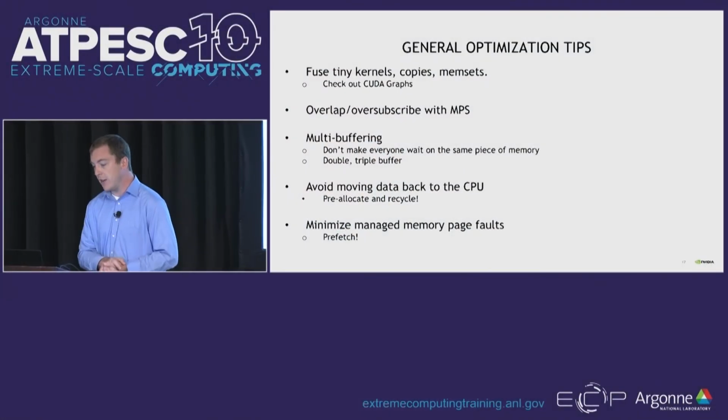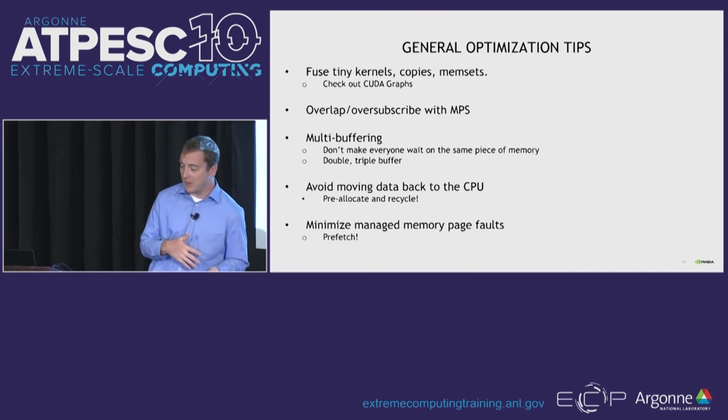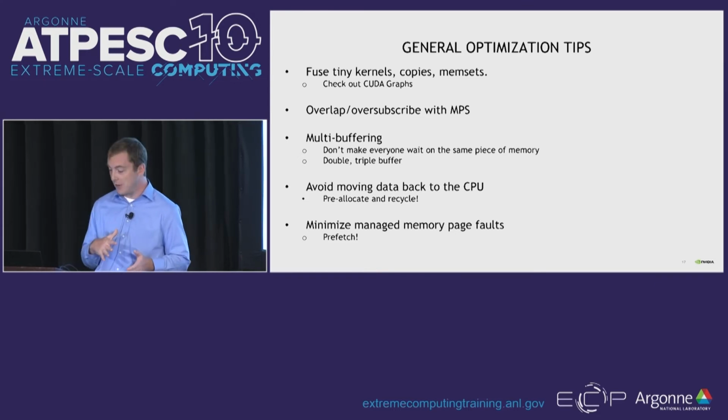Multi-buffering. If we have maybe multiple threads that are fighting over the same piece of data, maybe we can double or triple buffer and store multiple copies of that data such that they're not fighting each other. A big one: avoid moving data to and back from the CPU. Don't move something back to the CPU unless you need to. Keep intermediates on the GPU.